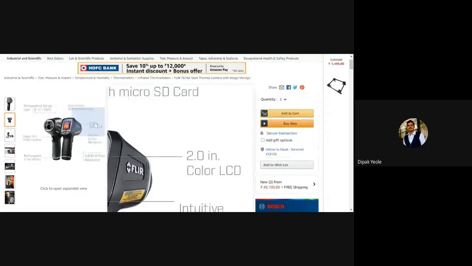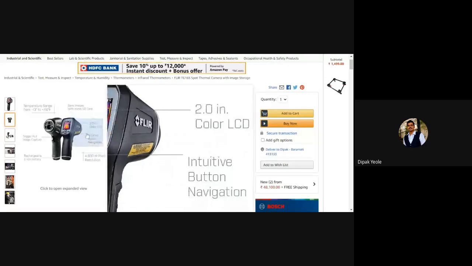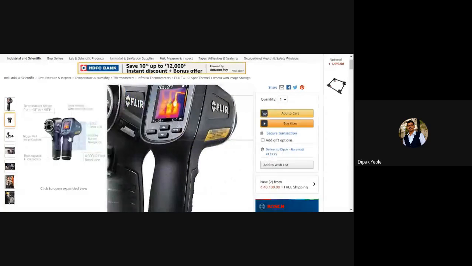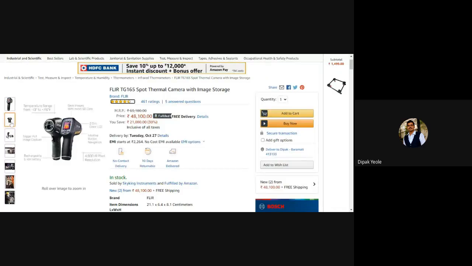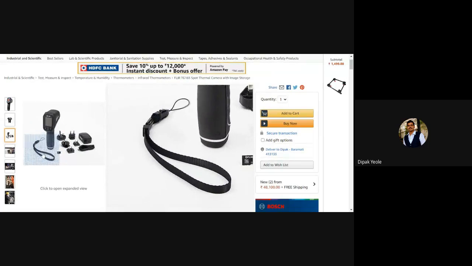And you can see a 2.0 inch color LCD is available. So this is the display information they have given, and intuitive button navigation is available. So these arrow keys are also available. We will discuss this in the next picture. So this is the whole assembly, and you can see the ribbon is also available.